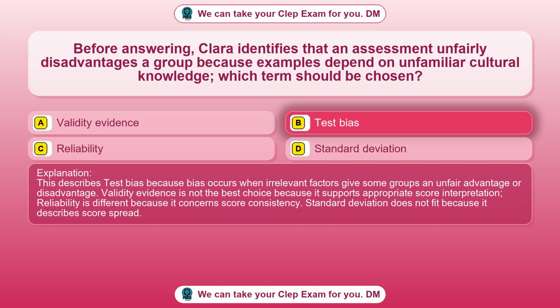This describes test bias because bias occurs when irrelevant factors give some groups an unfair advantage or disadvantage. Validity evidence is not the best choice because it supports appropriate score interpretation. Reliability is different because it concerns score consistency. Standard deviation does not fit because it describes score spread.